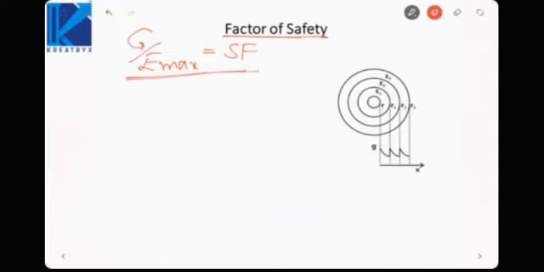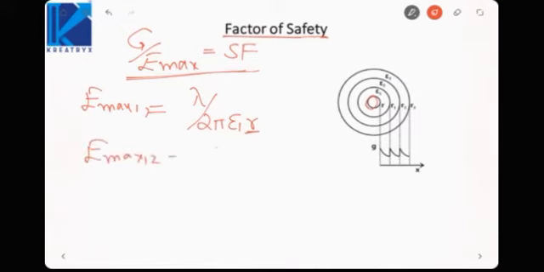Now for material 1, the maximum electric field for any insulator will occur at the inner surface of the dielectric. As we saw, the maximum electric field occurs at the surface of the conductor, or the inner surface of the dielectric. So the maximum electric field for the first material will be lambda by 2 pi epsilon 1 r, because r is the radius of the inner surface.